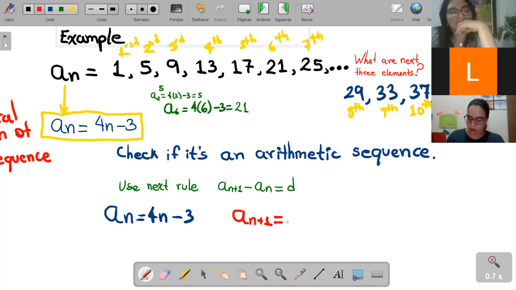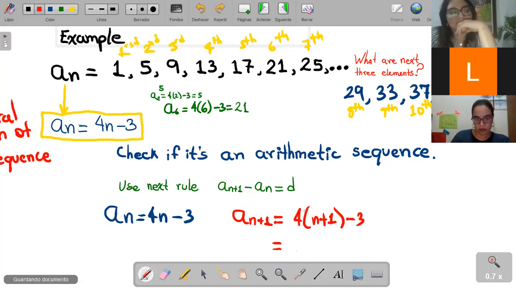We were talking at the beginning. What you will do here is just describe this one, replacing that value of n by n plus 1. So you're going to have 4 times (n plus 1) minus 3. Through the properties we're going to study later, I think you described some of these properties of real numbers in the forum. For example, here, the distributive property. You're going to have 4n plus 4 minus 3.